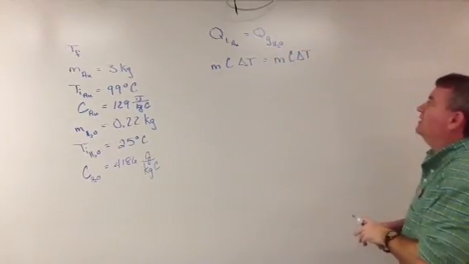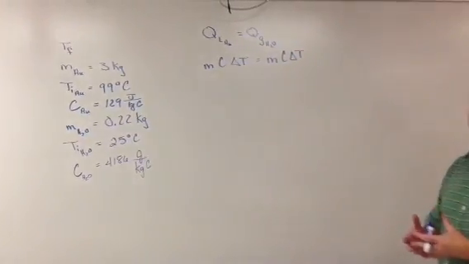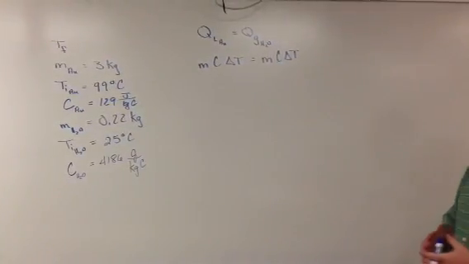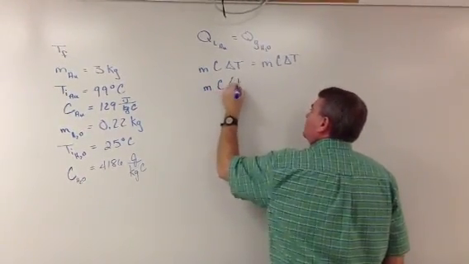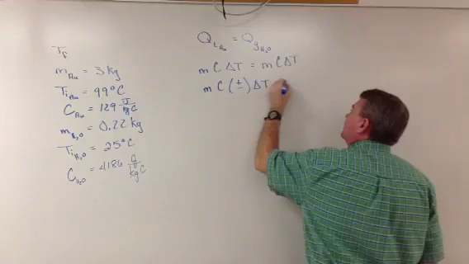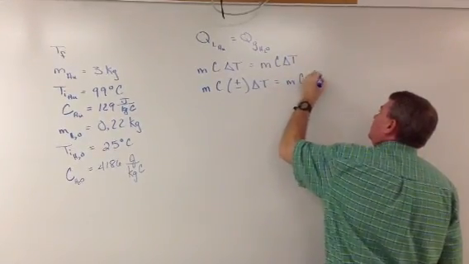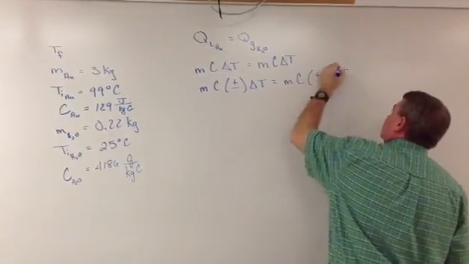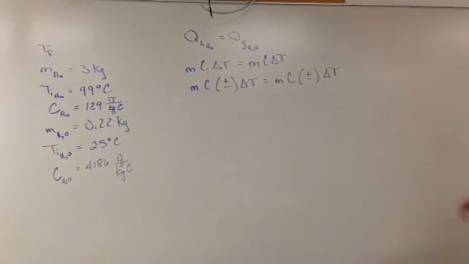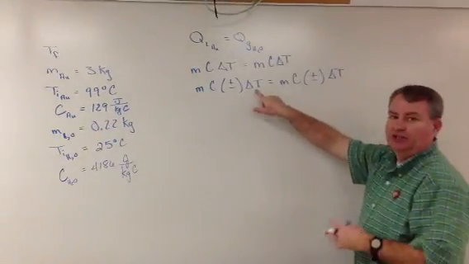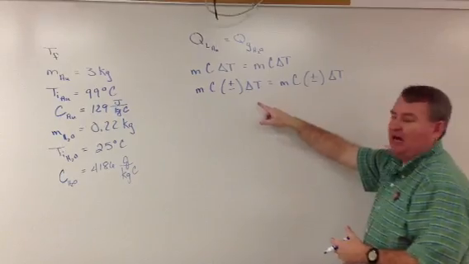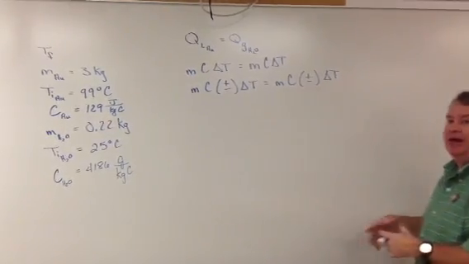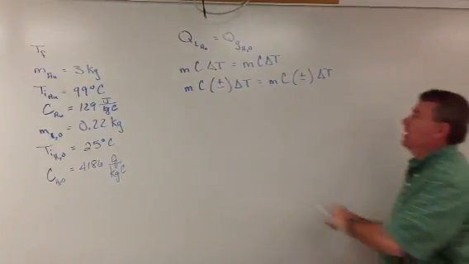But I like to write the equation like this to let me know that I have to think about whether the change in temperature is going to be positive or negative. So I write it like this: MC plus or minus delta T is equal to MC plus or minus delta T. Because I don't want to write temperature final minus temperature initial in here, because I would have to remember to put a negative sign onto one of these sides later on. So I'll just do that as I'm solving the problem.